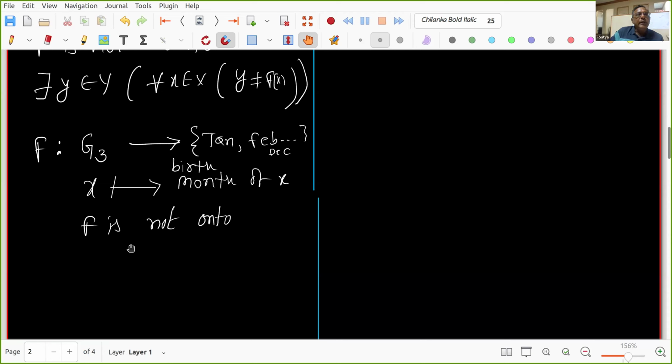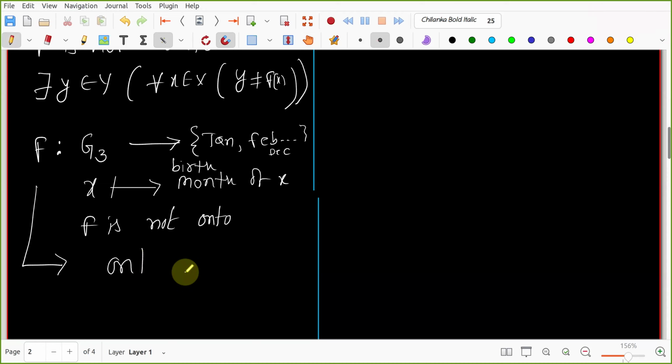Okay, what does onto mean? Sujit, what does onto mean for this function? For all y belonging to months of birthday, there exists x belonging to G3 such that y equals f(x). That means you take any month first, right?